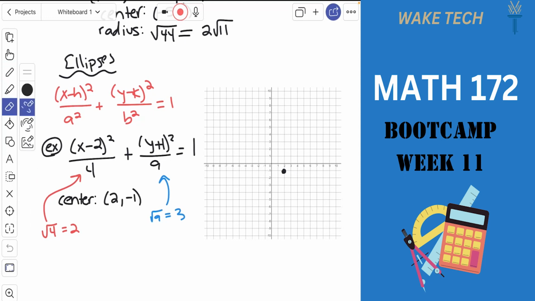And I'm actually going to go back and make my points. I'm going to do them in red and blue, so color code them a little bit. So down 3, up 1, 2, 3. And that generates the graph of the ellipse.